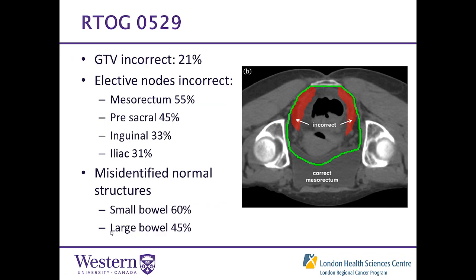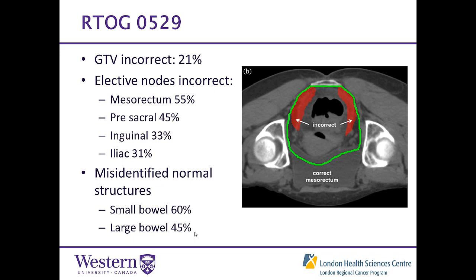What types of errors did they make? Well, the GTV was contoured incorrectly in about 1 in 5 cases. The elective nodes were often incorrect, including the mesorectal, presacral, inguinal, and iliac nodes, and the normal structures were often misidentified, including the small bowel and the large bowel. This shows us that contouring is hard.